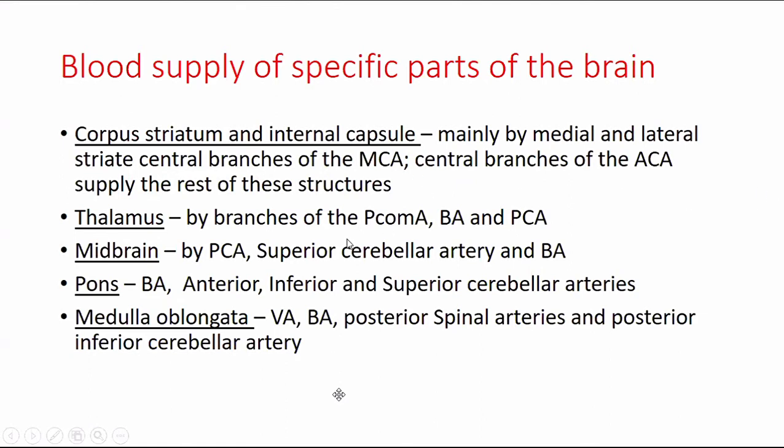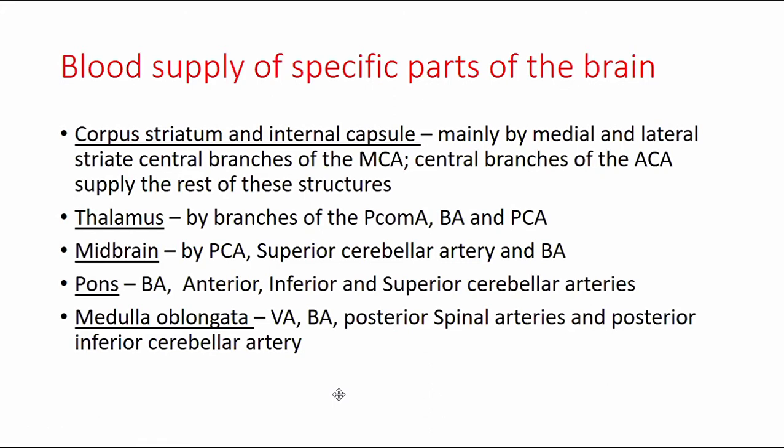Now, the thalamus is supplied by the branches of the PCOM or posterior communicating artery, basilar artery, and posterior cerebral artery. The midbrain is supplied by branches of the PCA, superior cerebellar artery, and basilar artery. The pons is supplied by the basilar artery and the anterior inferior and superior cerebellar arteries. The medulla oblongata is supplied by the vertebral artery, basilar artery, posterior spinal arteries, and posterior inferior cerebellar arteries. So these are specific areas of the brain supplied by these arteries.